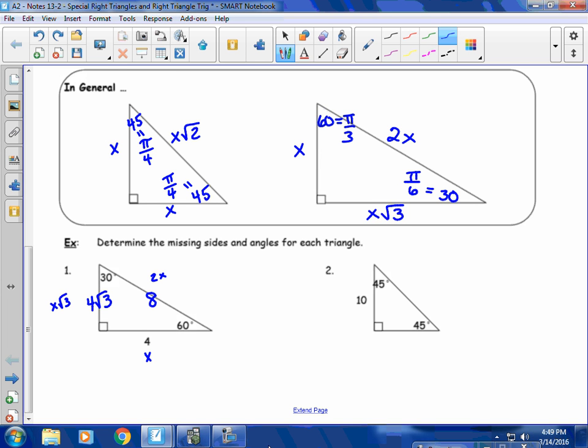45, 45, 90. We know the legs are both x, and this is x radical 2. So 10 is x, so that's easy. This side is 10. This side is 10 radical 2.